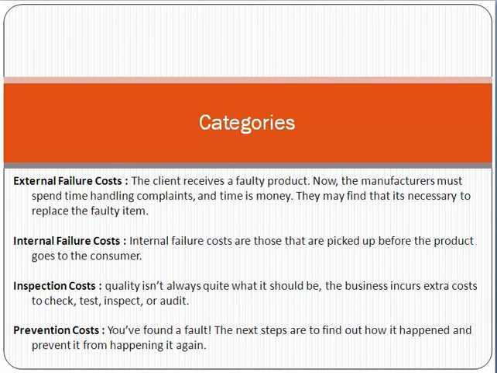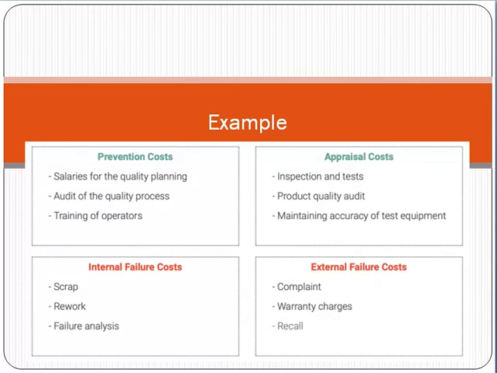So friend, cost of quality basically means four categories: external failure cost, internal failure cost, inspection cost, and prevention cost. These are the four categories which pertain to cost of quality. Now we can see very simple examples. Prevention cost means the precautionary steps, for example, salaries for quality planning, audit of the quality process, training of operators. These are all very simple examples of prevention cost.